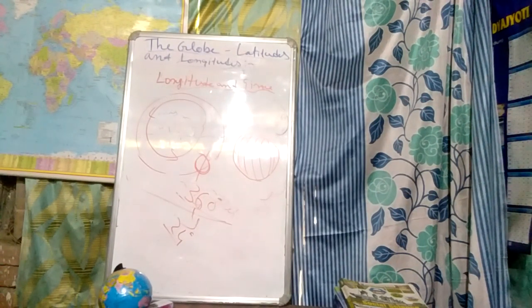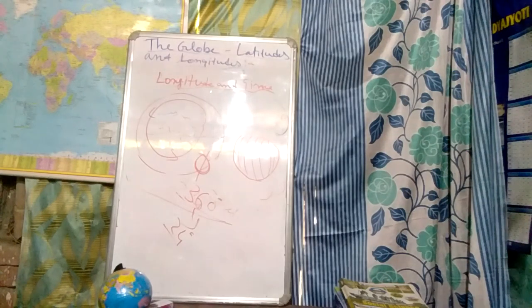The longitude passing through Greenwich, which has been taken as the standard meridian by all the countries of the world. The longitude passes through Greenwich, which means England. It is the standard meridian all over the world.